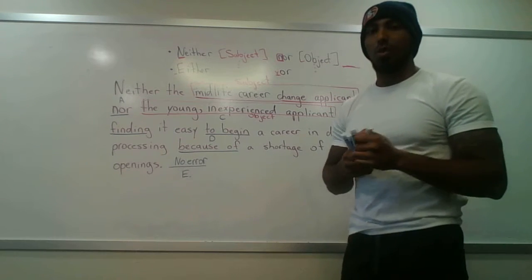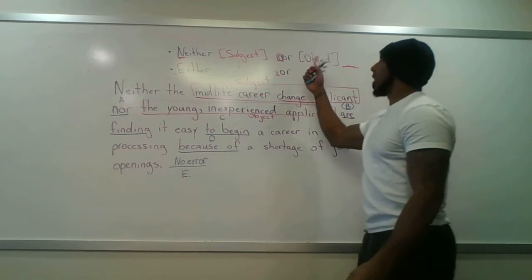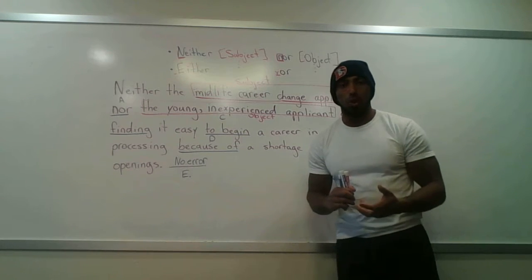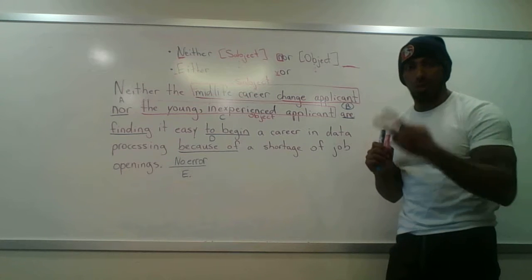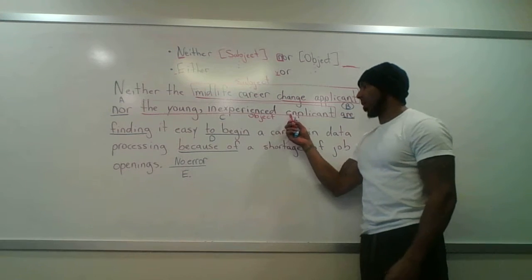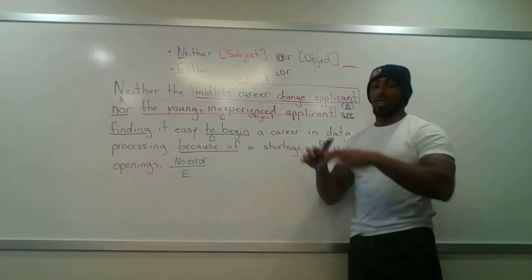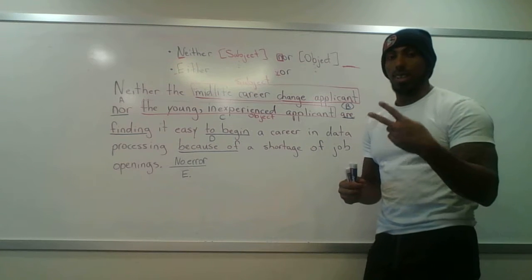A lot of people get confused because they say, okay, in a neither nor or either or construction, we have a subject and an object. So therefore, according to third person singular rules, our verb should be singular because there are two people, two things. Okay? We have the midlife career change applicant and the young inexperienced applicant. So they just take those and add them together, and the sum of those, the sum of 1 and 1, is 2.